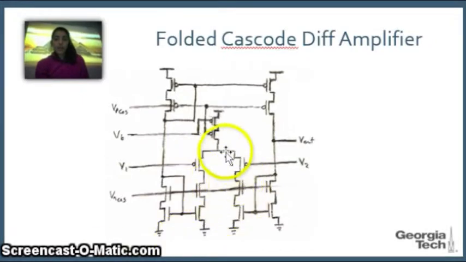Here we have the differential pair. Here we have the cascoded bias transistors as well as 3 sets of cascoded current mirrors. The first being this at the top, the second being this on the side, and the third being the one on the right bottom.